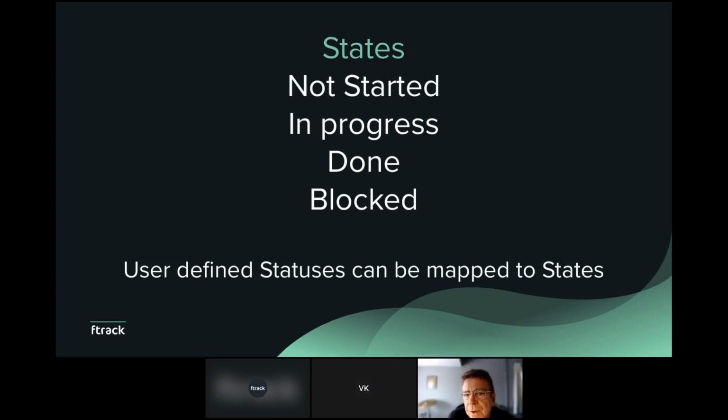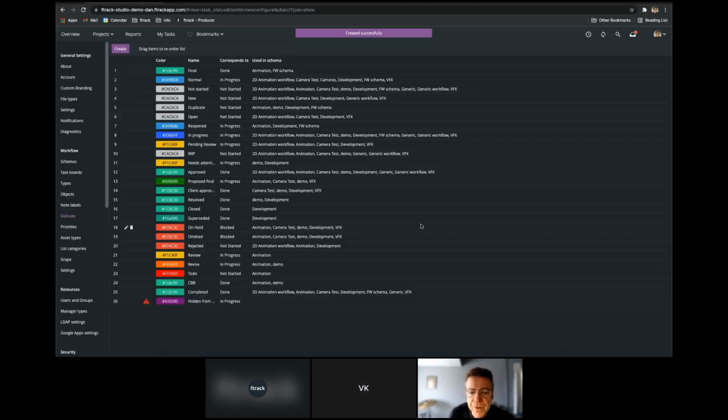These are hard coded. If we now want to add facility specific permission steps to any of these states, we can do so by creating statuses and mapping them against any of these states. So we've assigned the hidden status to an in progress state in this example.